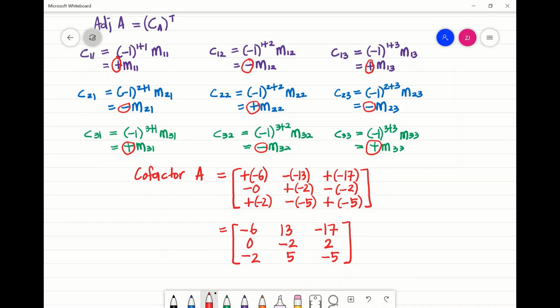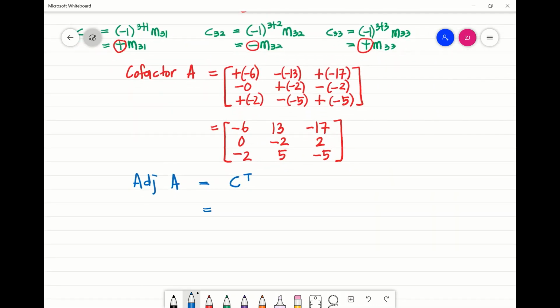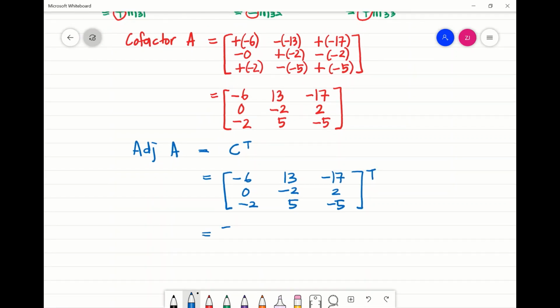And then, coming back to the third Roman question, the question asks us to find the adjoint. So the adjoint matrix is basically the cofactor transpose. So we're going to copy down each and every element here: negative 6, 0, negative 2, 13, negative 2, 5, negative 17, 2, negative 5, and we're going to transpose this matrix. So how to transpose a matrix again? We change the row to be the column, or we can change the column to be the row. So now let's take the first row here, and we change it to be the first column.